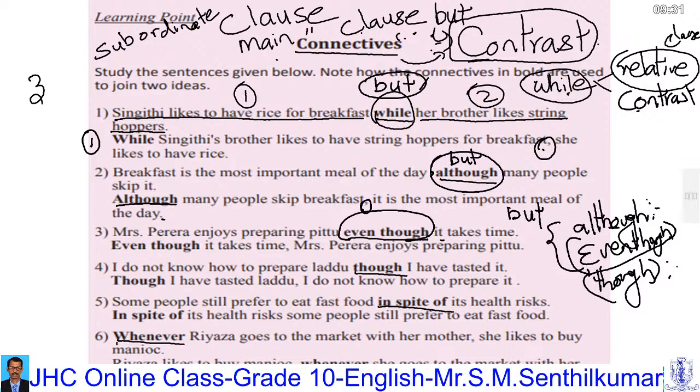I do not know how to prepare latte, though I have tasted it. Right? I do not know how to prepare latte. See, negative. But I have a negative statement, so I have tasted it. Same meaning. Is it okay? Here they use it. In the textbook, I explained that. The fifth one, is it clear? Right? These are the punctuate, right? You have to punctuate it. Comma. If it starts at the beginning, you must put a comma.